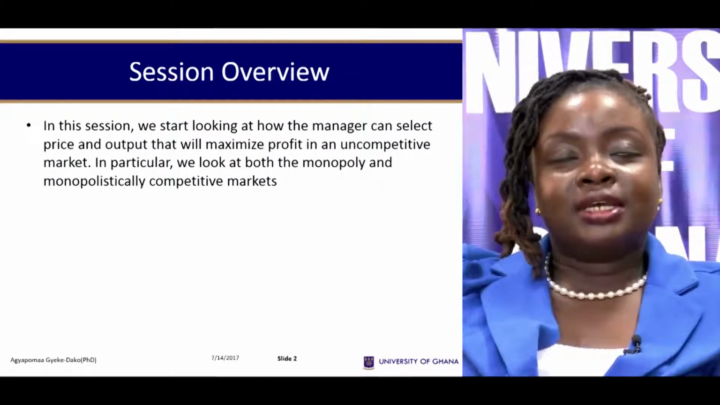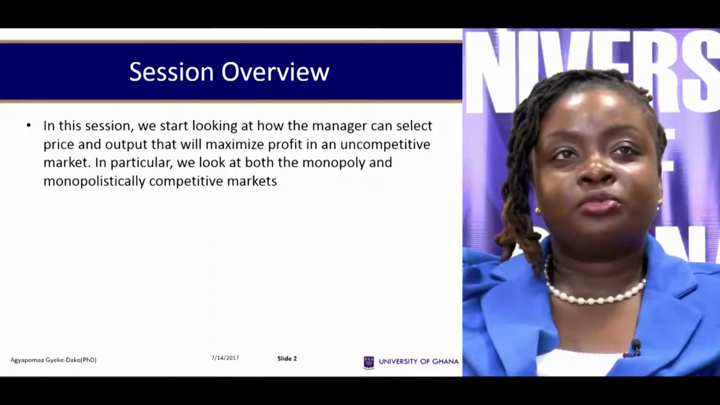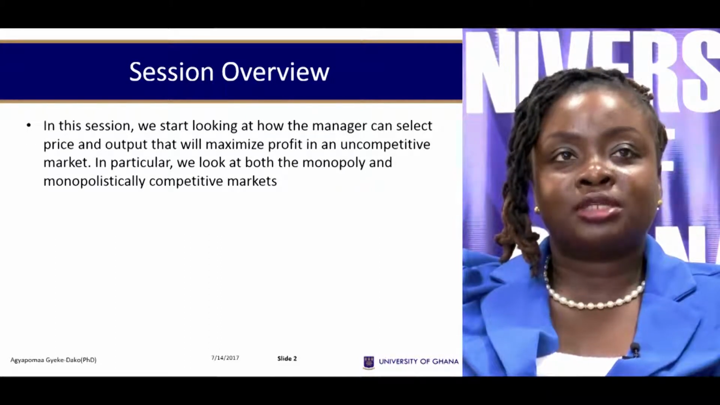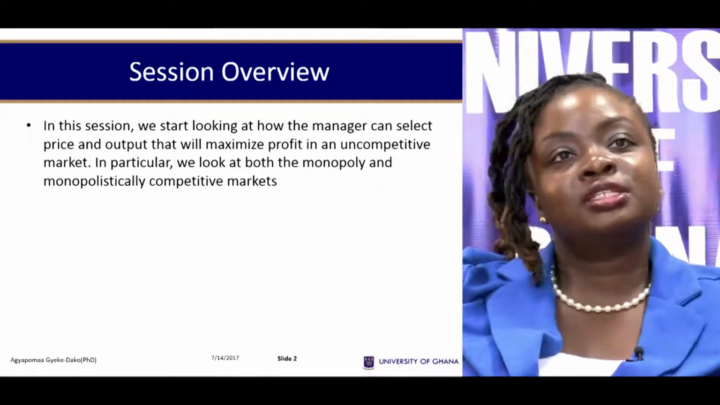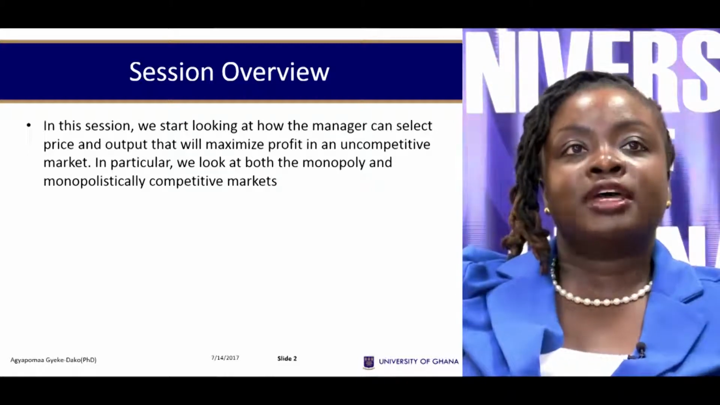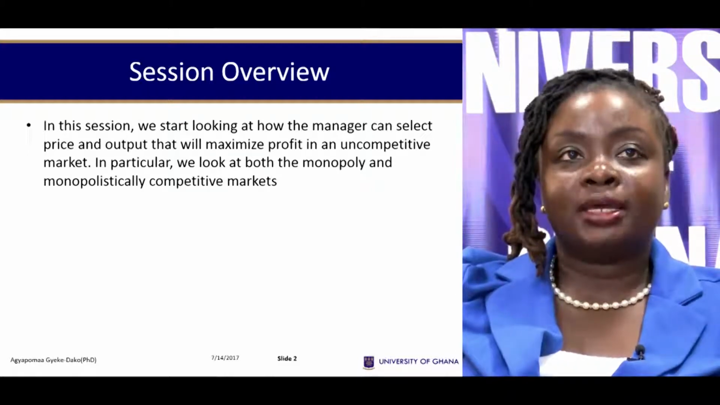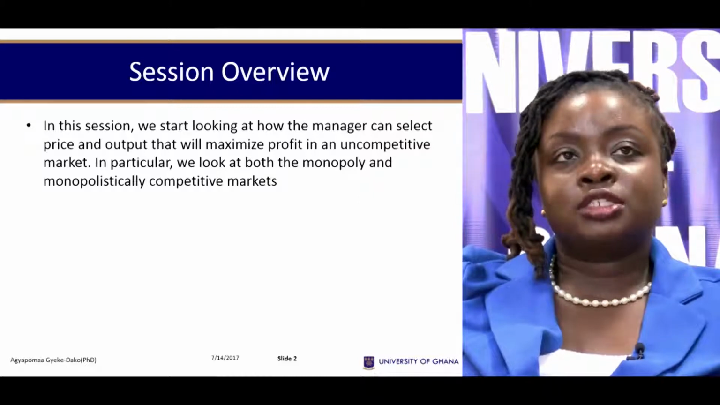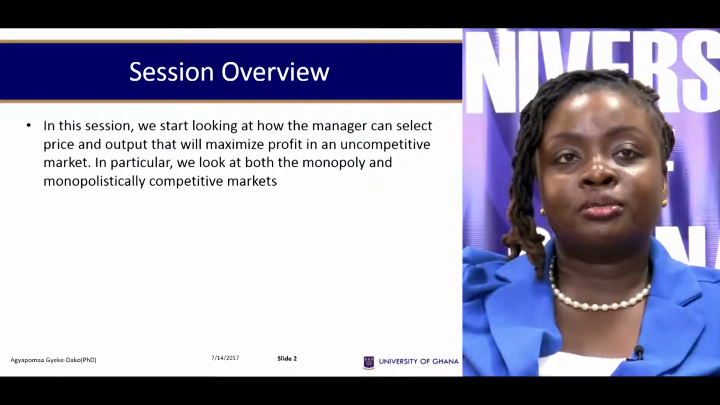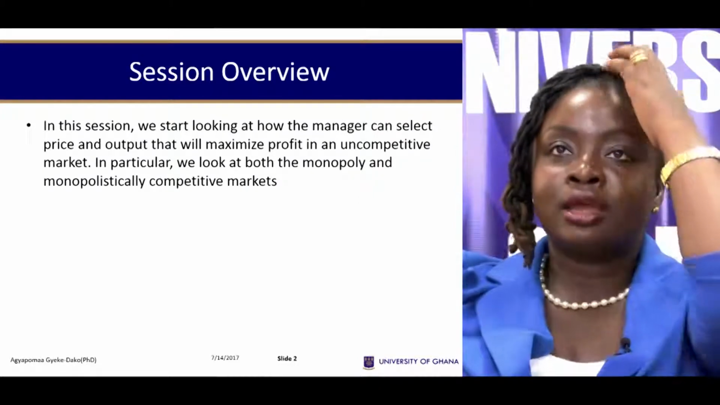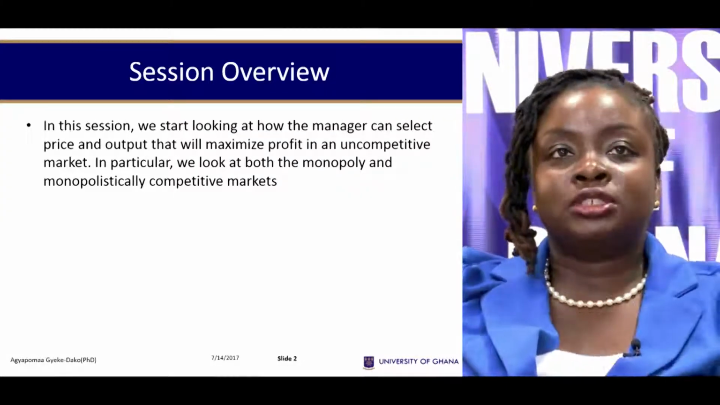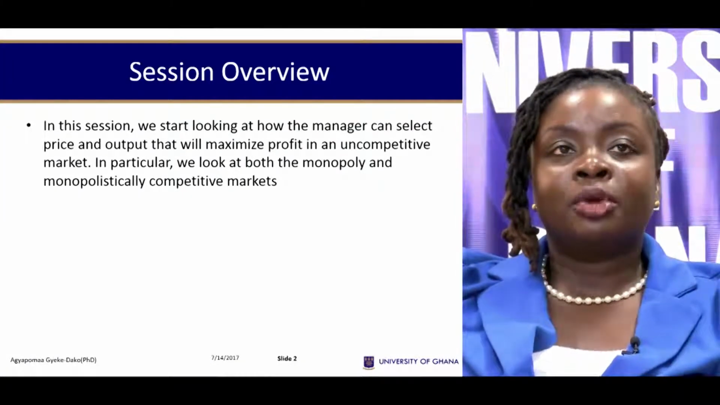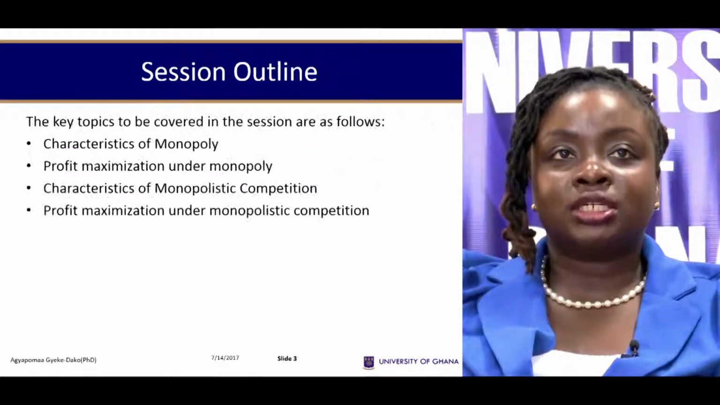Remember, we are trying to select the price and the output that would help firms maximize profit, and go on to calculate the extent of profit that the firms would make. This was really what we did in the previous session. We are now moving on to look at monopoly and monopolistic competition because, like I said earlier, we can't treat all industries the same way because of the way they are structured.